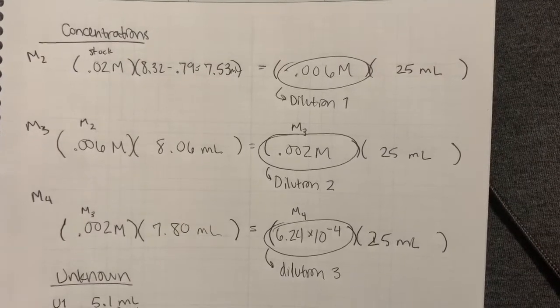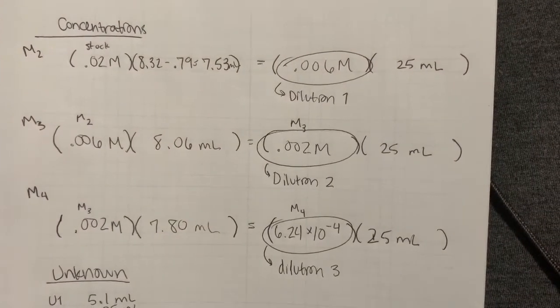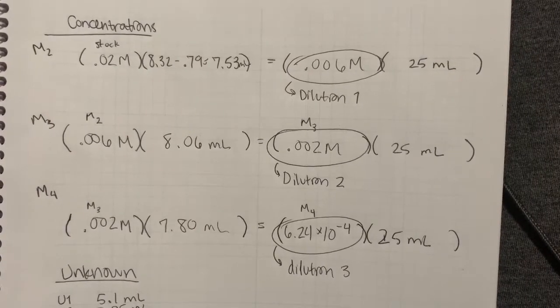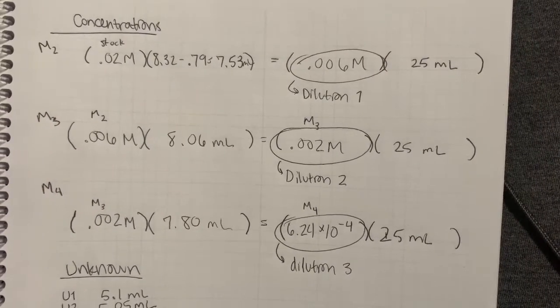We then filled the rest of the flask with water to the 25 milliliter line. We made the rest of the dilutions with the dilution before it. We calculated the concentrations using the formula as shown.